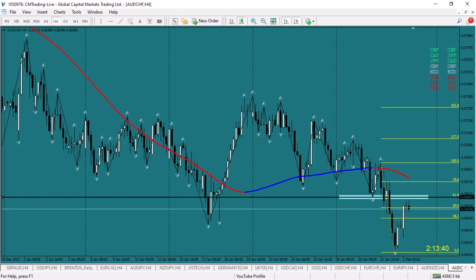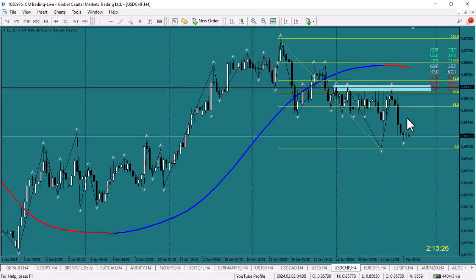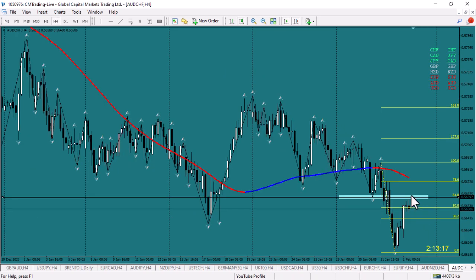Let's get back to the Aussie Swiss thing. The Aussie Swiss, I like the Aussie weakness, definitely, and the strength of the Swiss. That's the big thing that drew my attention, because I didn't have a lot of other Swiss potential trades that I could take getting me long. I do have the Swiss, but it's like the US Swiss. It needs a big retracement. But this one is already very close to the level I'm looking at.